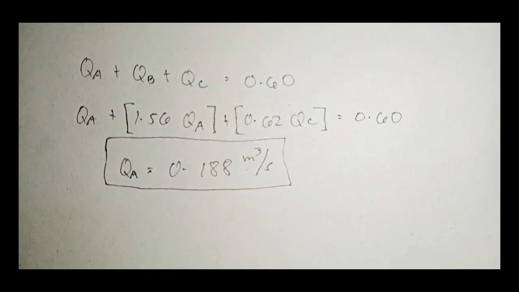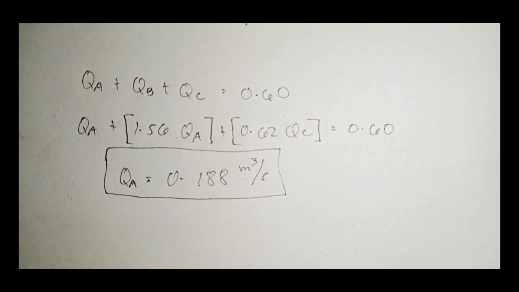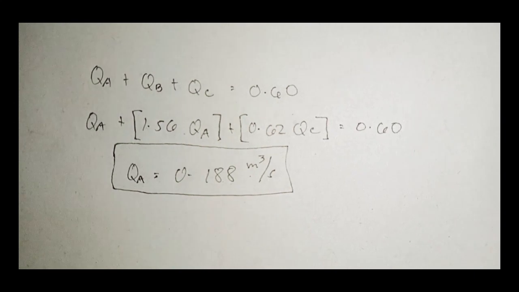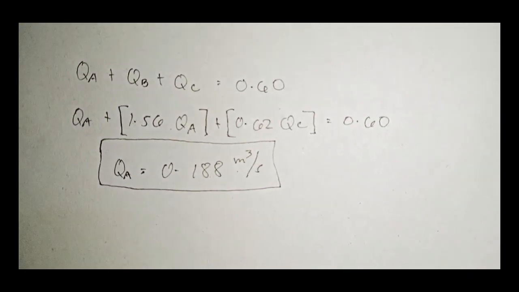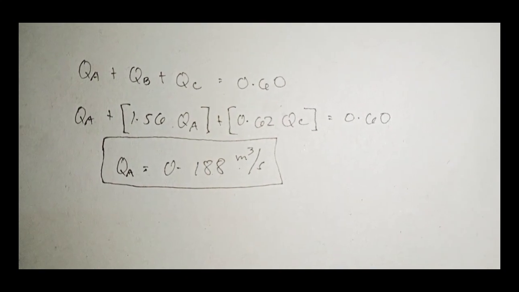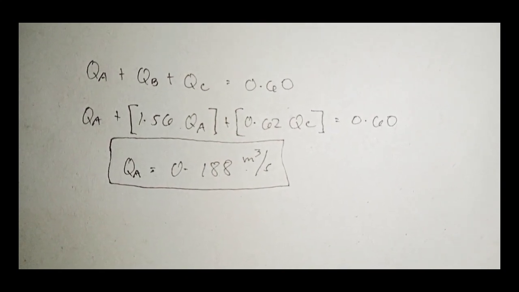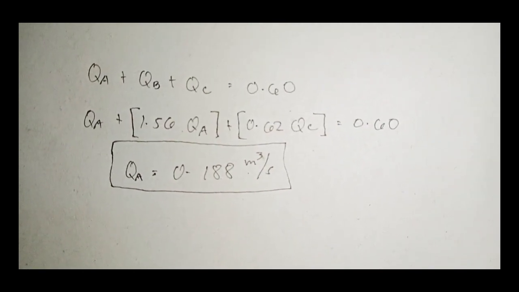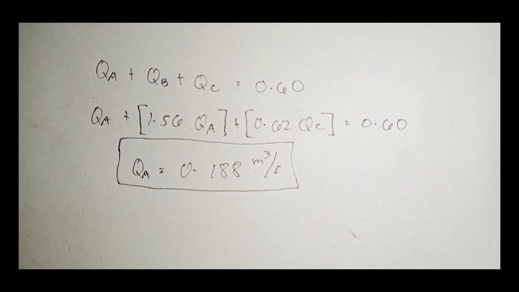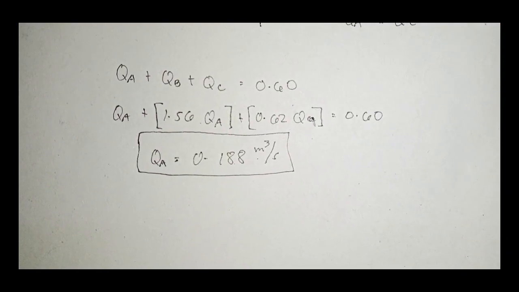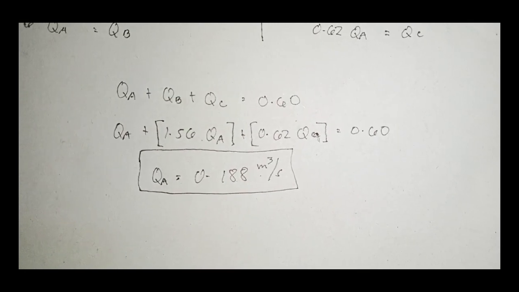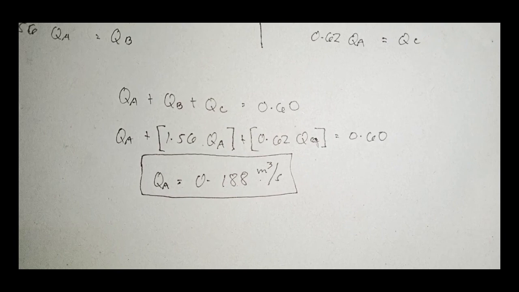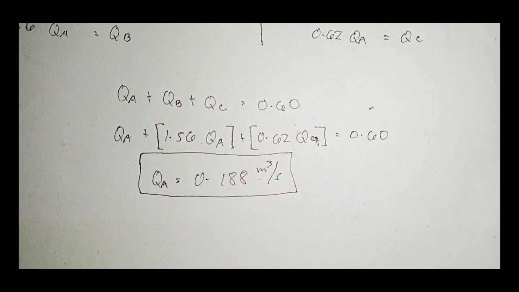In order for us to get the discharge at A, as I said earlier, QA plus QB plus QC is equal to our total discharge. By inputting our known values, QA plus 1.56 QA plus 0.62 QA is equal to 0.60. By inputting it on our calculator, we get a value for our discharge at A, which is 0.188 cubic meter per second.